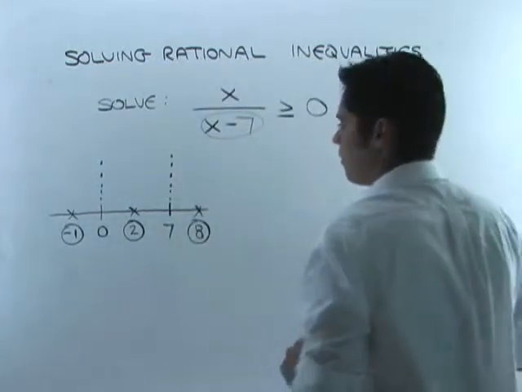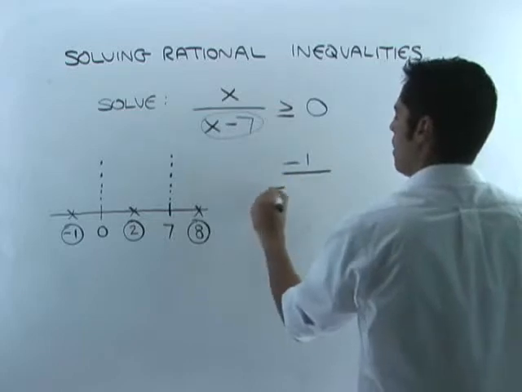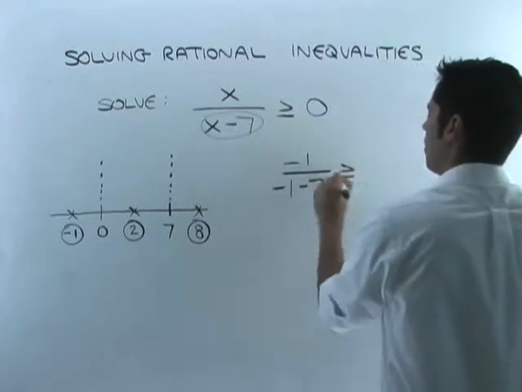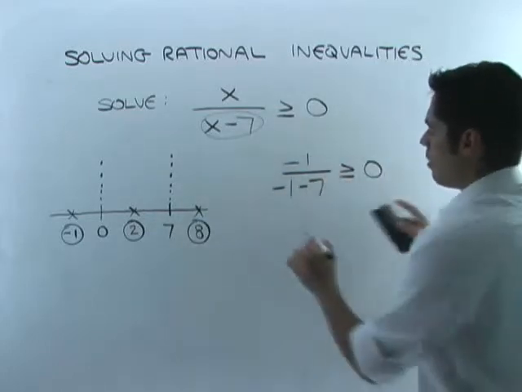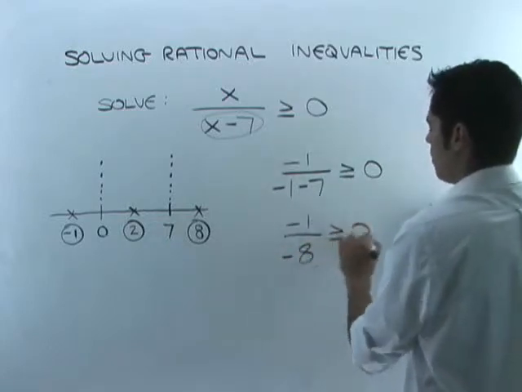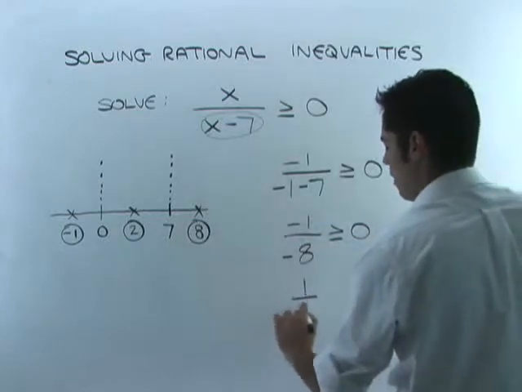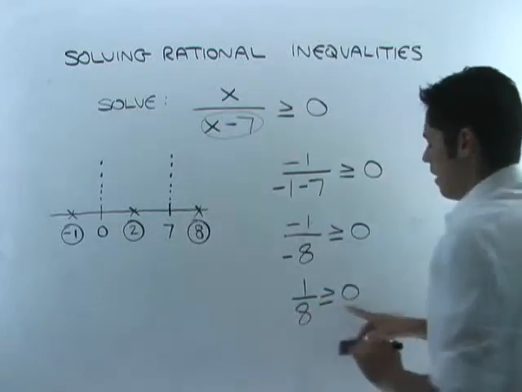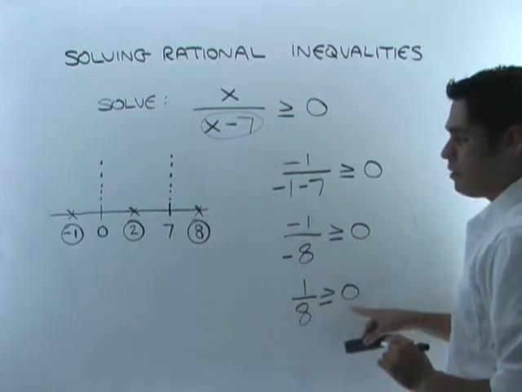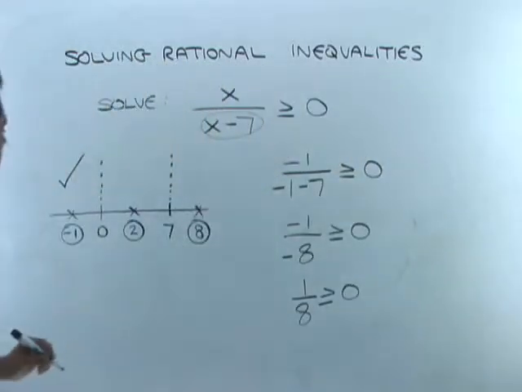and see what happens. So when I plug -1 into here, I get -1 over -1 minus 7 greater than or equal to 0. Now the numerator is -1, the denominator is -8, greater than or equal to 0. Well, a negative divided by a negative is positive, so that's 1/8 greater than or equal to 0. And this is true. 1/8 is bigger than or equal to 0. So that means I can include this entire region over here.